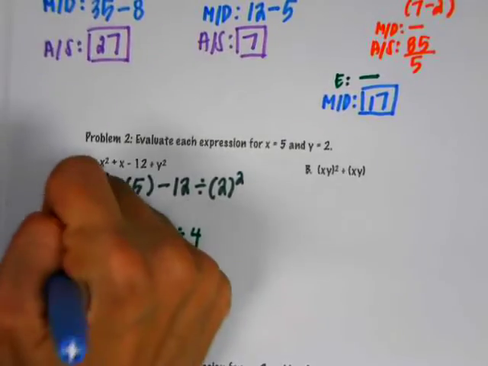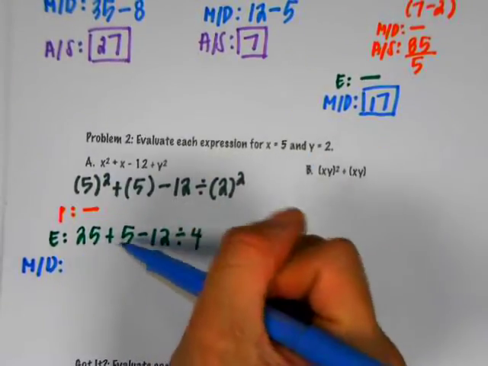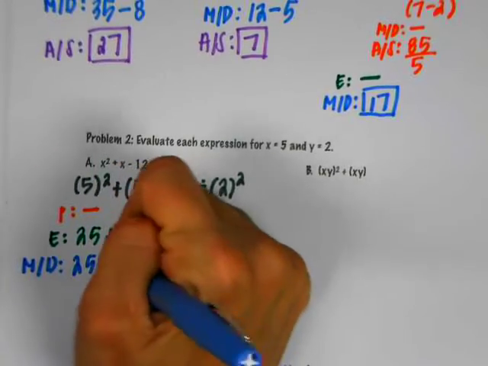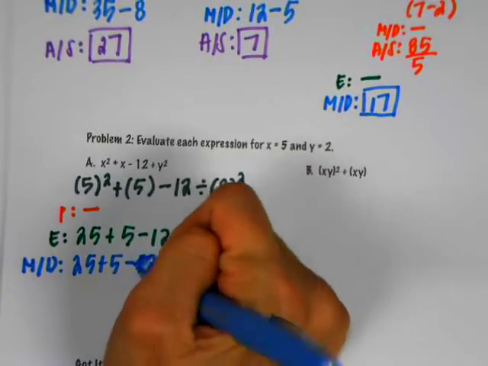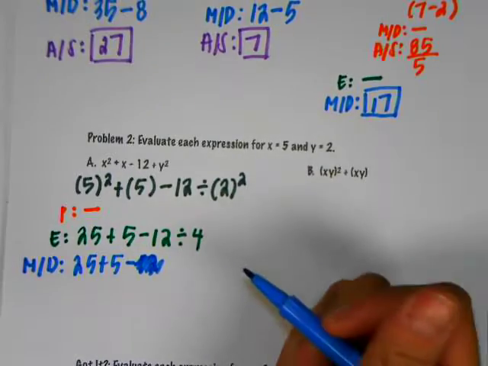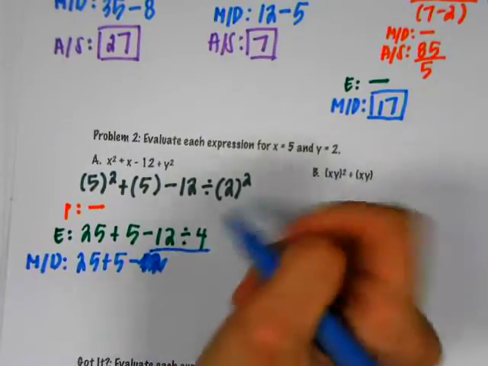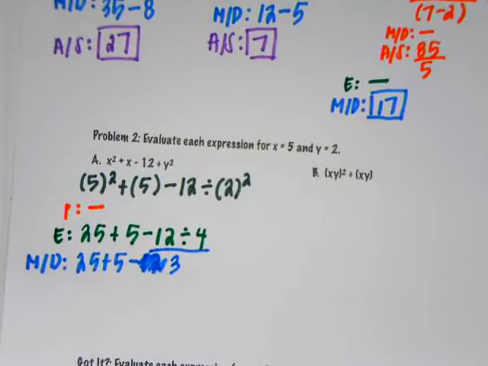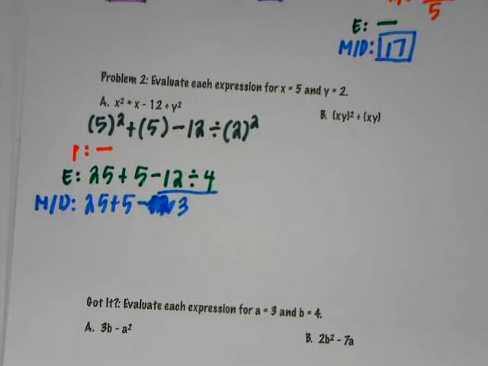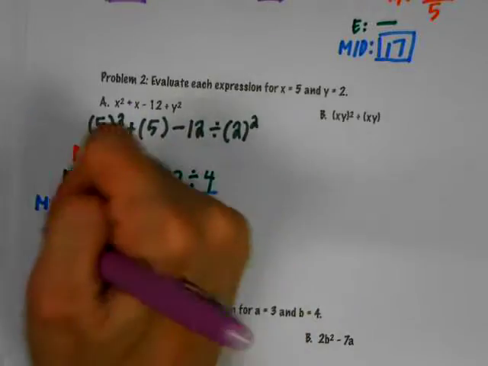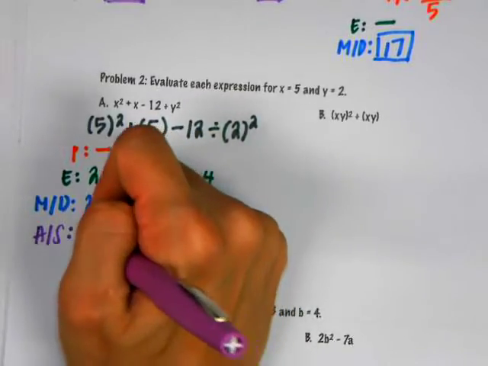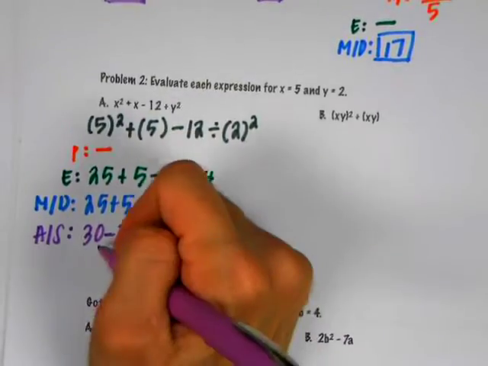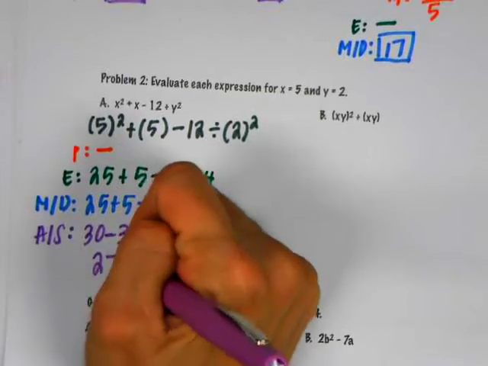Then would come your multiplication and division step, left to right. Don't have any right there or there. Ooh, I do have that though. So that's not going to be minus 12. It's going to be minus, what's 12 divided by 4? 3. Yep. And then last, we're going to do our addition and subtraction. Left to right, what's 25 plus 5? 30 minus 3, which is 27. Yep.